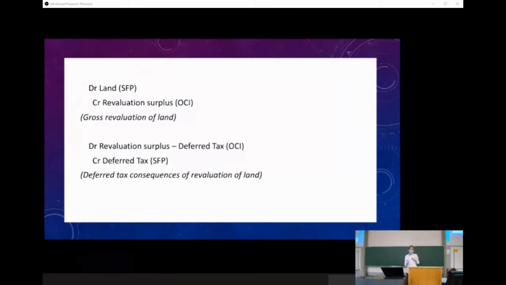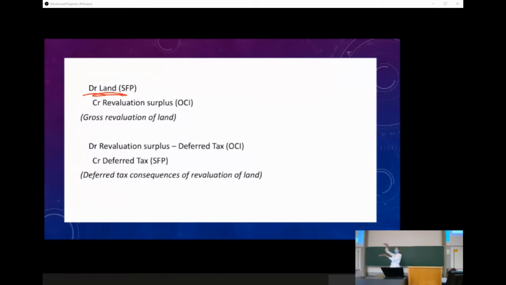Now, the moment we revalue, we are now messing with the carrying amount of the land, because we are increasing the land's carrying amount. So can you see that in your deferred tax?